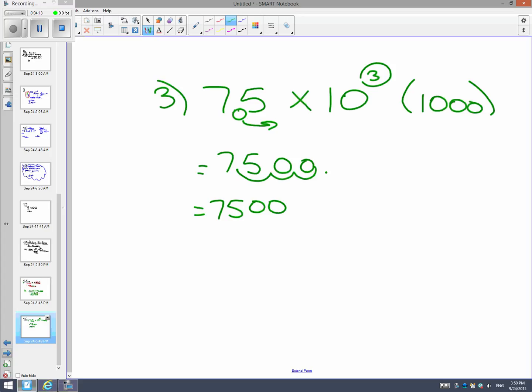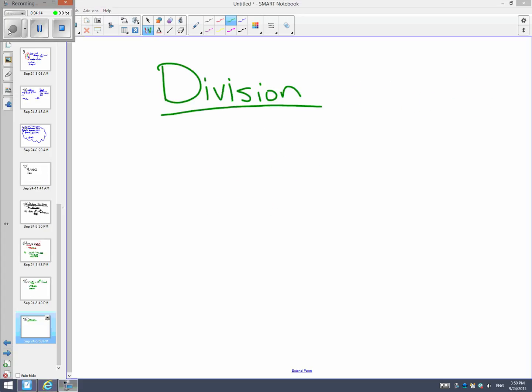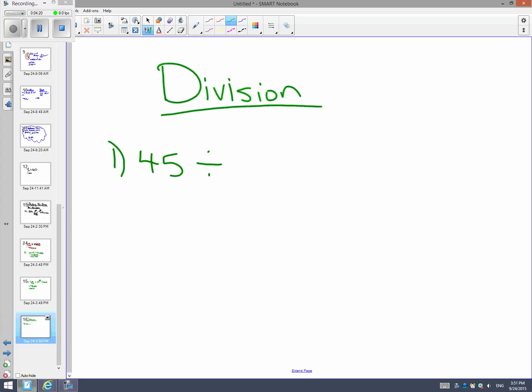Very, very similar is division. Now with division of base 10 numbers, again, we'll write an example of 45. We're going to divide it by a base 10 number, let's say 1,000 to start with. When we were multiplying, we moved the decimal place to the right. The number was getting larger. This time, we're going to move the decimal place to the left, and that number will become smaller.